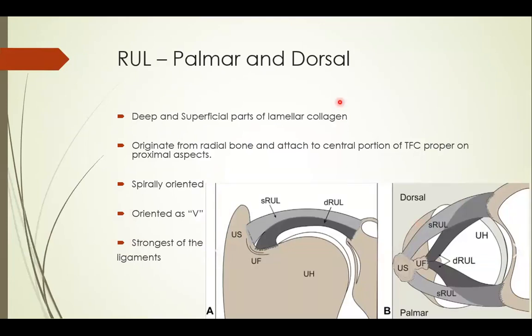The second most important structure is the radioulnar ligaments. It has two components, palmar and dorsal, each of these being divided further into two, that is, deep and superficial parts. They originate from the radial bone and attach to the central portion of the TFC proper in the foveal region. Now, this is important, especially during the reconstruction phase, which Dr. Chetan will be talking about subsequently. These fibers are spirally oriented and in the shape of a V, and these are the strongest of the ligaments that form the complex of the TFCC.